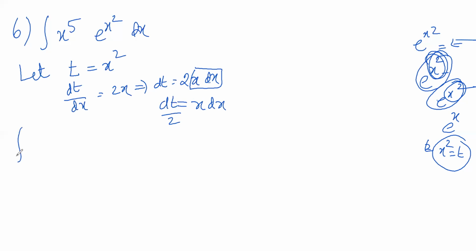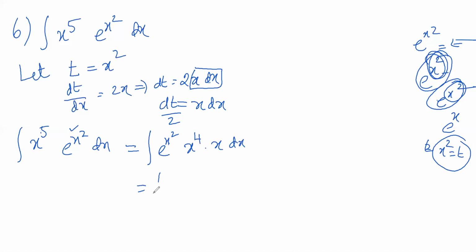Now we come to the problem. Integral x power 5 e power x squared dx. Since t is equal to x squared, I am writing x power 5 as x power 4 into x, right? First write e power x squared, then x power 4 into x, and the remaining dx. Now you substitute all the values.